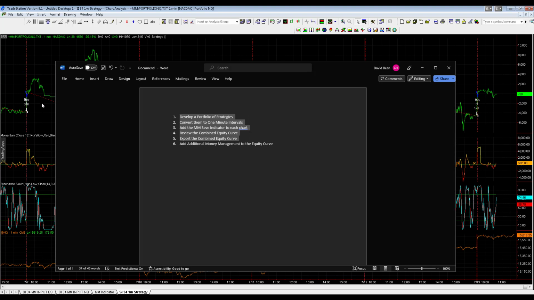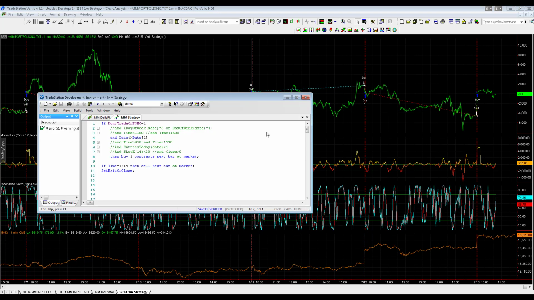I sent it to a text file using a print statement, and now we're going to look at the code and add an additional money management algorithm to the equity curve. And so I'm going to show you that in the next EasyLanguage code. Once you have a text file that you've exported and you've opened it up in TradeStation, you can run backtests on this.